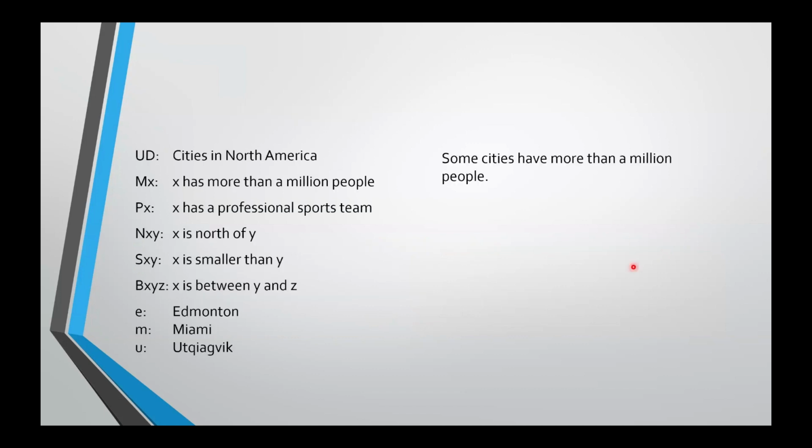So we can look at some examples of this, right? Some cities have more than 1 million people. Here we're going to have the predicate more than 1 million people. We need a variable in it because again, we're ranging over the entire universe of discourse. We're not talking about an individual object. And then we'll have an existential quantifier in front. So it will look like this: there is an x such that x has more than 1 million people.